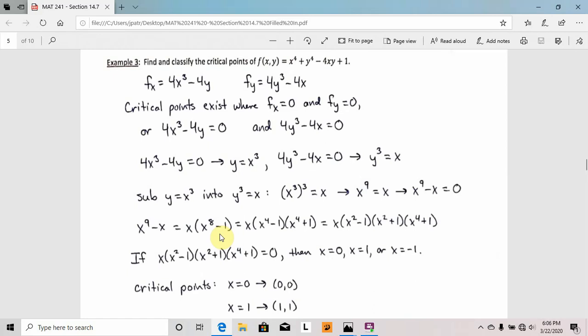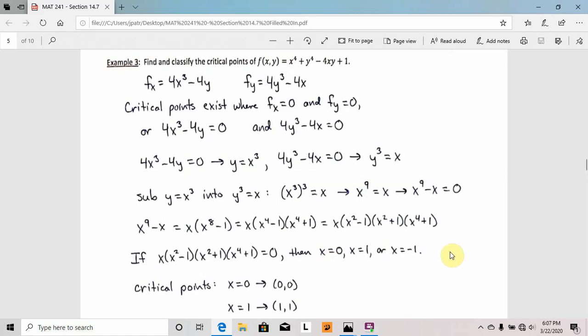So x to the 8th minus 1 is a difference of squares. So that's where I'm getting this part here, the x to the 4th minus 1, the x to the 4th plus 1. But then x to the 4th minus 1 is itself a difference of squares. So that's where I'm getting these pieces here. And then you say, well, the x squared plus 1 doesn't factor, the x to the 4th plus 1 doesn't factor. But x could be 0. And then from this, x could be 1 or negative 1. And that's kind of what I've got right there.